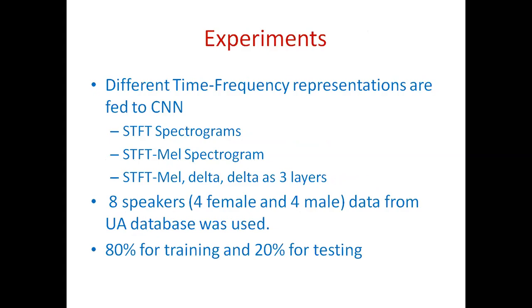So here we made use of a 3 cross 3 kernel size. So it was the time frequency configuration. And we gave these 3 different signal representations: STFT spectrogram, STFT MEL spectrogram. I showed you both. And in addition to that, we also gave STFT MEL delta delta as a 3-layer model. I'll tell you what this STFT MEL delta delta is. So we use 3 different signal representations, and we use the time frequency configuration in the CNN.